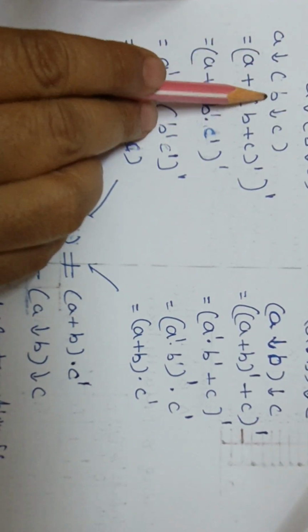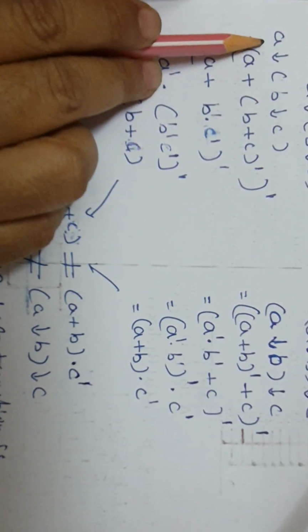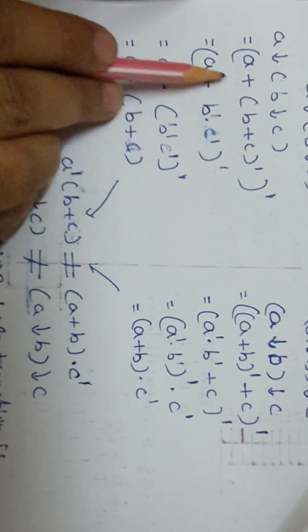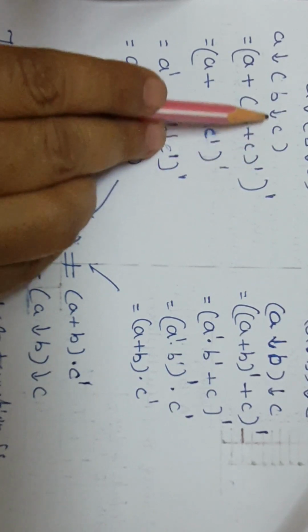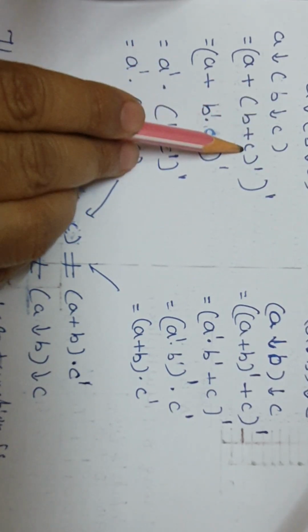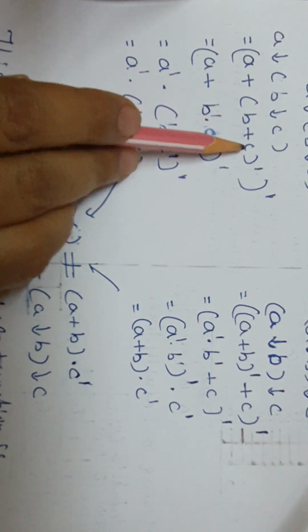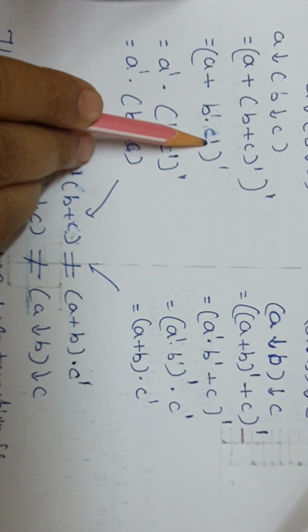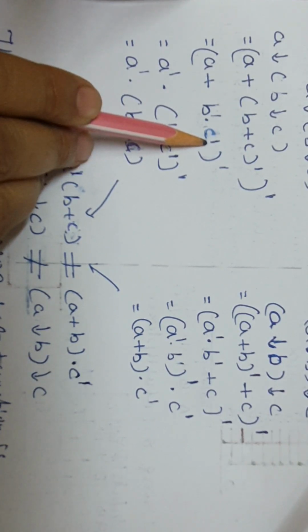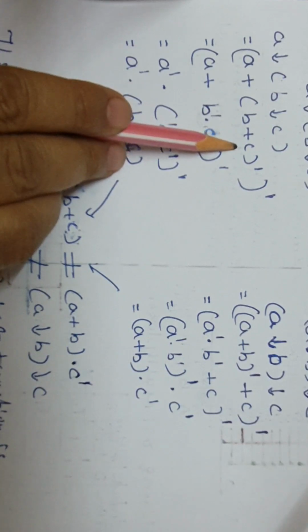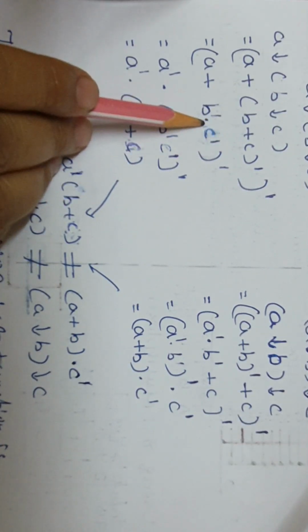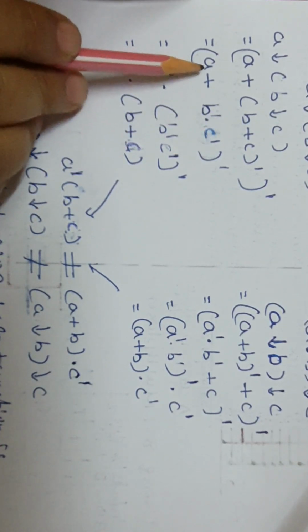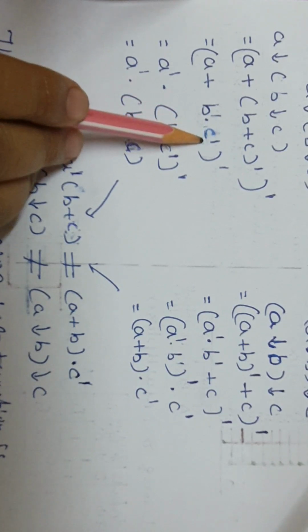Next, we'll write this expression using the OR operator. A ORed with, here the complement means it will be NOR with this group. Here B ORed with C, then the complement means B NOR with C. So here (B plus C) whole dash is equal to B dash ANDed with C dash. This is applying De Morgan's theorem. De Morgan's theorem states that the complement of a function can be found by replacing OR with AND, AND with OR, and complementing each literal. Okay. Then A OR with B dash C dash.